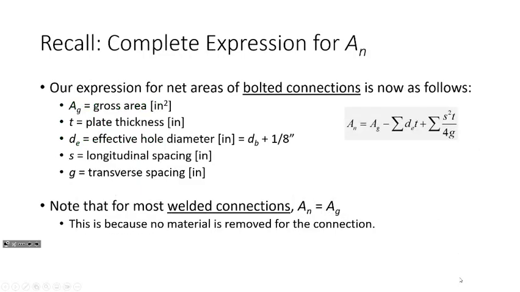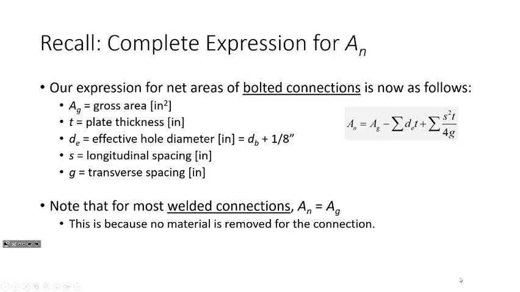Now, our complete expression for net area, so now we're able to speak the same language. Our complete expression is to take the gross area, subtract any area lost due to the presence of bolt holes, but then add any necessary stagger factors. In order to subtract the area lost due to the presence of bolts, we take the diameter of the hole times the thickness, but I should say we take the effective hole diameter, which is the bolt diameter plus 1/8 of an inch. Remember, we add 2/16, 1/16 for erection tolerance and 1/16 for the damaged material around the hole.